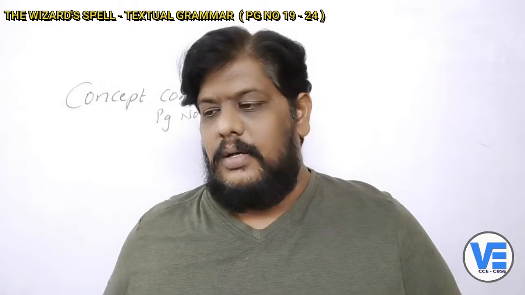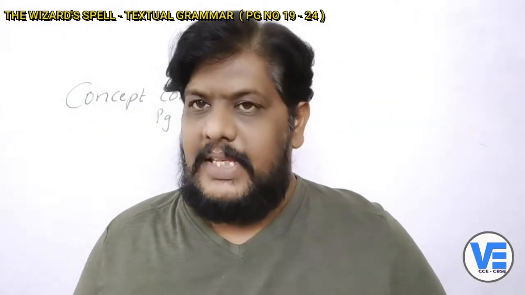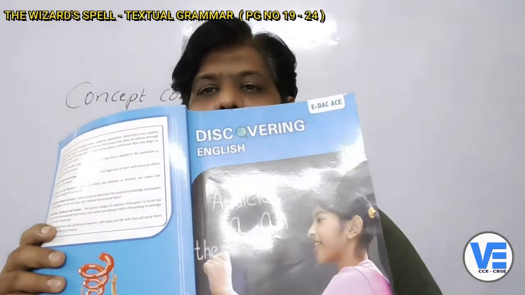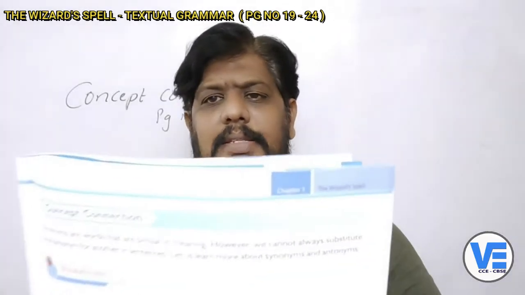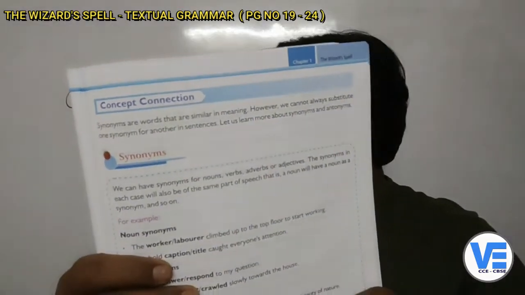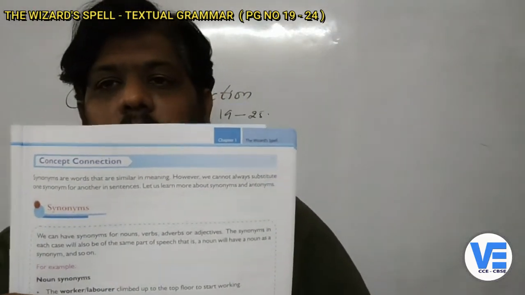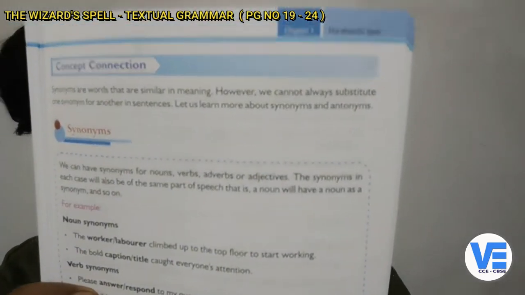Okay. So today we'll do a grammar part from our textbook, right? I think everybody has the textbook in your hands. Now all of you come to page number 19, where you can see the concept connection. Okay, concept connection. You can see this, right?